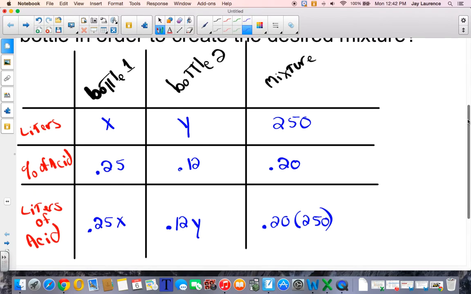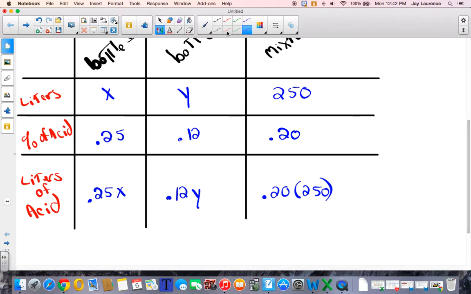All right, I've got my 2 equations, but before I solve, I'm going to change this. 10% would be 25, so 20% would be 50. My first equation is x plus y equals 250. My second equation is 0.25x plus 0.12y. That's going to equal 50.